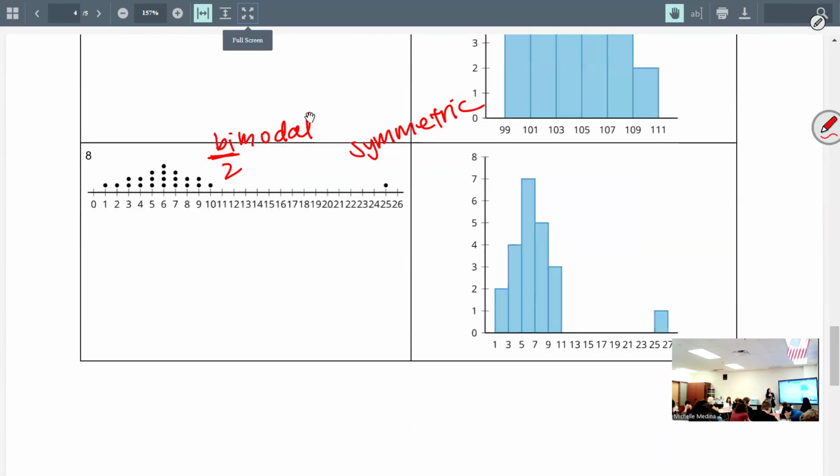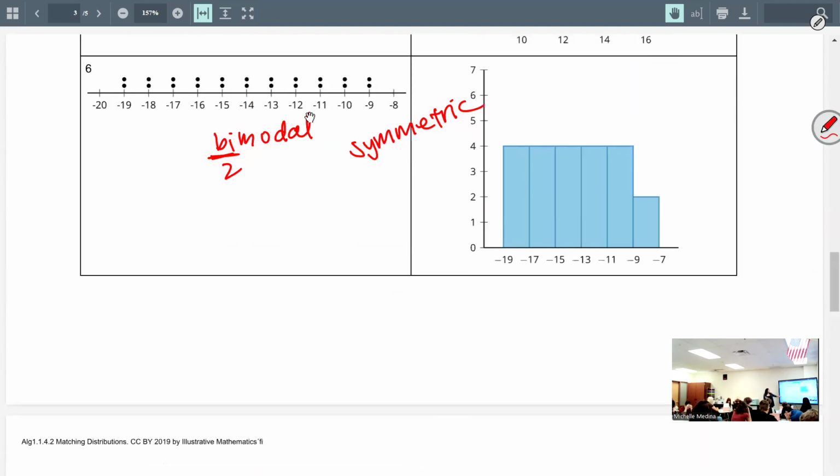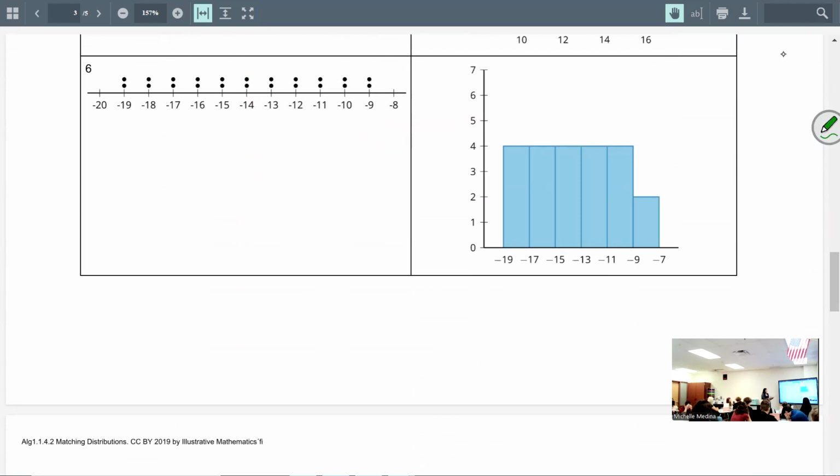Uniform. Definitely the dot plot. Now hold on, I will do that. Okay, so I got this one right here. So uniform. Remember that these describe the same data.